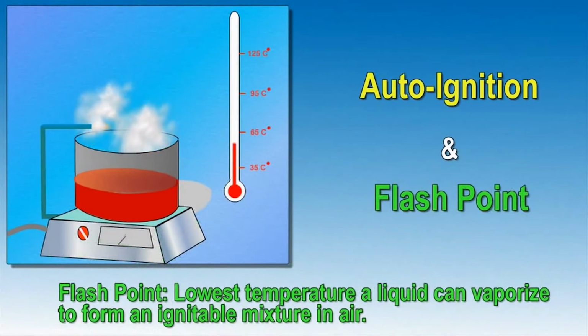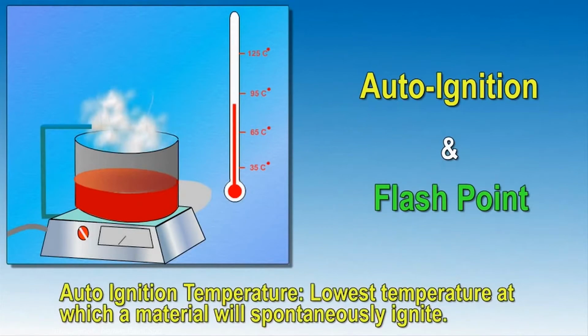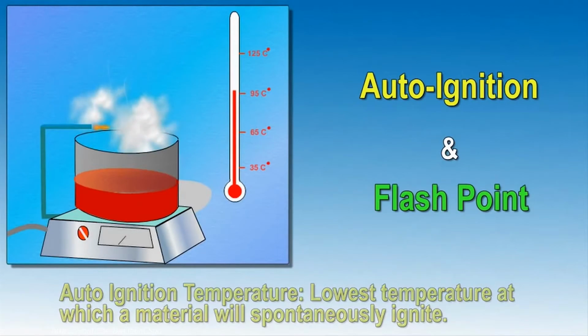The flash point is the temperature at which the material will generate sufficient quantity of vapor to form an ignitable mixture. As the liquid is heated and reaches the flash point, auto-ignition could occur. An auto-ignition is the lowest temperature at which a combustible material will spontaneously ignite in a normal atmosphere.